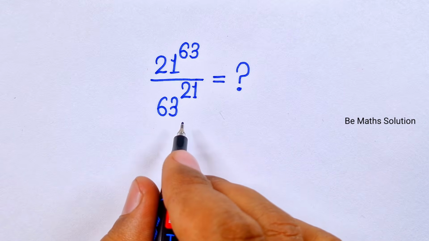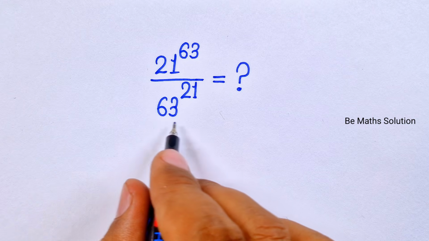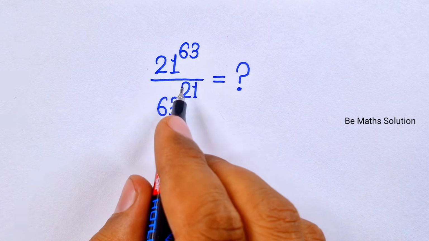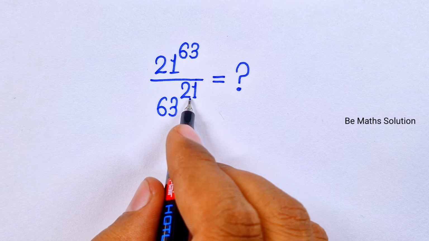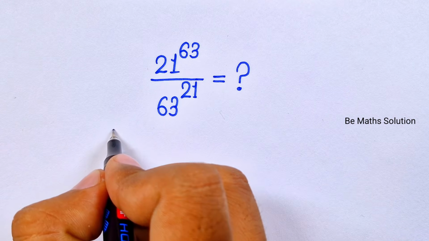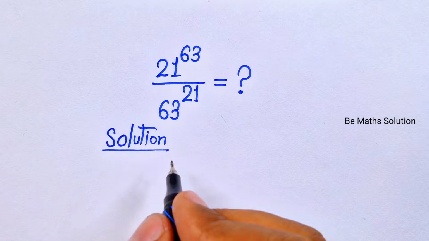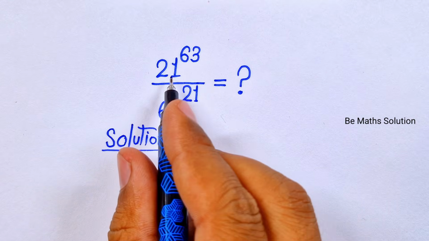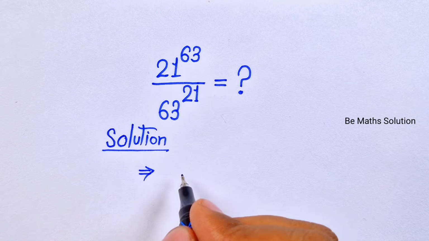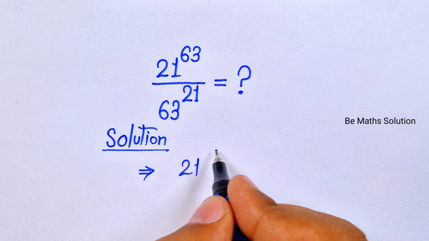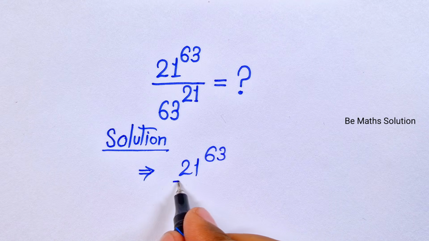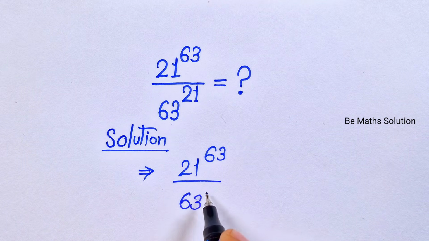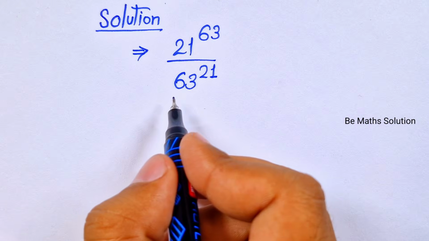Today we are going to solve this very interesting math problem: 21 to the power 63 over 63 to the power 21 is equal to what? Let's have a solution. The first step: it will be equal to 21 to the power 63 over 63 to the power 21.